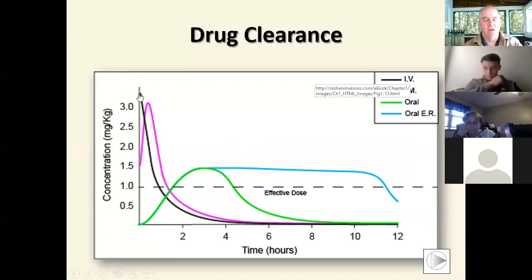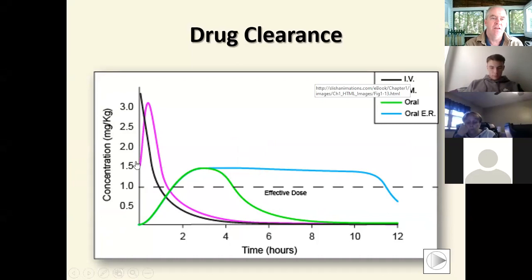All right, IV. IV comes in really, really fast, right? It's basically very little absorption time. So as soon as it goes in your body, it's maxed out in your body. Now there's no more absorption. All there is is elimination. So it gets eliminated the fastest because there's no time for absorption.